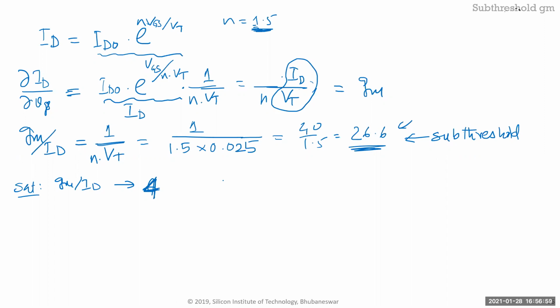Same device, same current. If I take a device from saturation to subthreshold, the GM over ID improves by how many factors? A factor of 6, right? Typically, you don't get that. You don't get 6, but you can usually get 4 at the maximum. So what does that mean from a designer perspective?